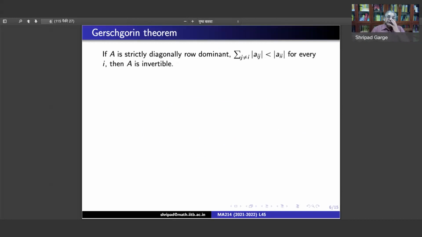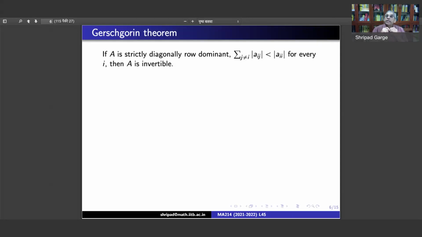If that sum is still less than the modulus of the diagonal entry, and if this happens for all i, then we say that our matrix A is strictly diagonally row dominant. If you have such a matrix, then Gershgorin's theorem implies that your matrix is invertible, because then 0 cannot be in any of those disks.